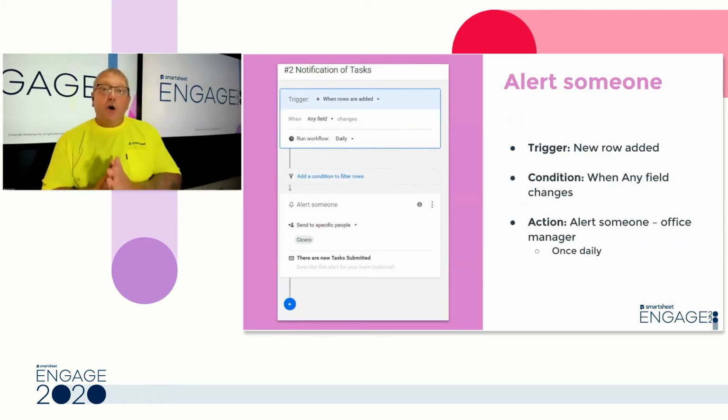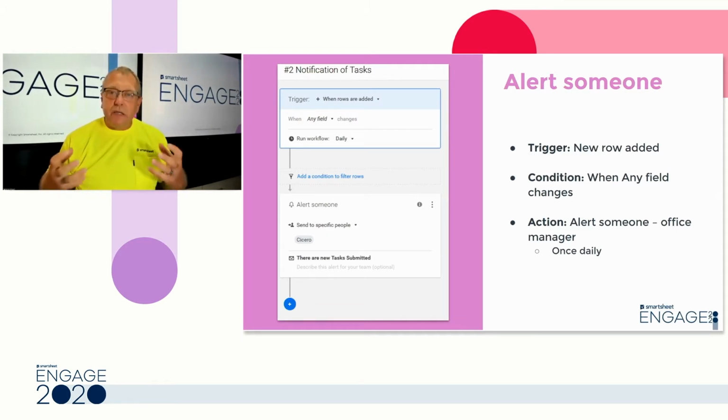This is an automation. Automations are the thing that make this solution become a living thing, a process. And the first automation we have is the alert. The alert here, what you see is it's triggered when a row is added. It then runs. When does it run? It runs daily.